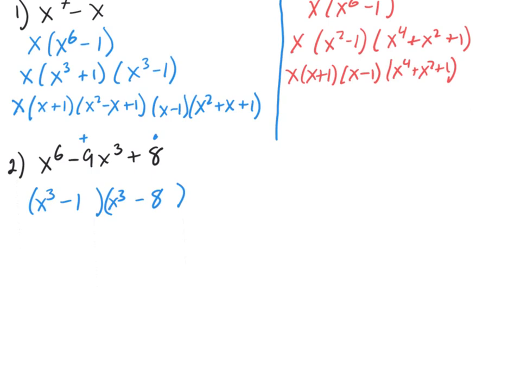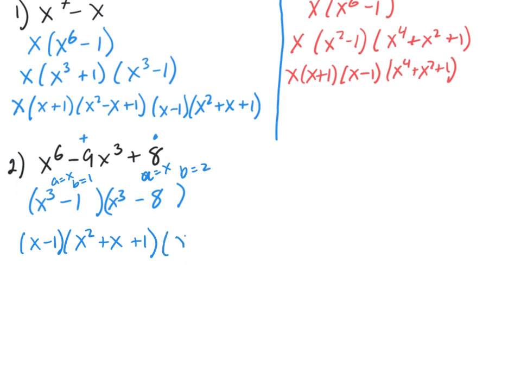All right, so now we have two differences of cubes here. So we're going to want to factor each of those individually. So for this first one, my a would be x, my b would be 1. So we'd have x minus 1 times x squared plus x plus 1.